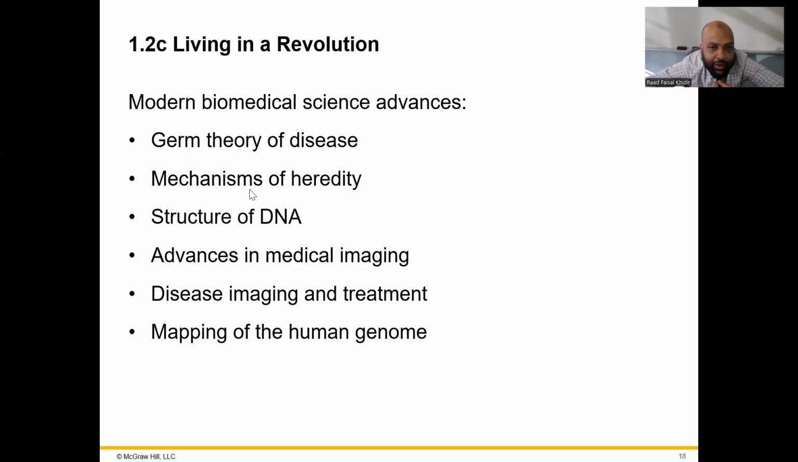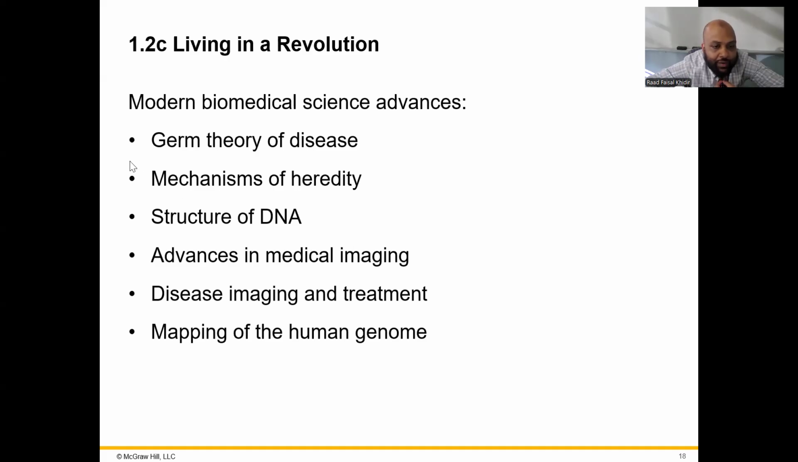Okay, so the modern biochemical science advances. So we have the germ theory of disease, that these germs, the bacteria, the viruses, and the fungi and the parasites, they are able to damage our cells using toxins, endotoxins, exotoxins, reactive oxidative species, destroying with degradative enzymes, metalloproteinases, and lysosomal enzymes that can destroy the structural integrity of our cells.